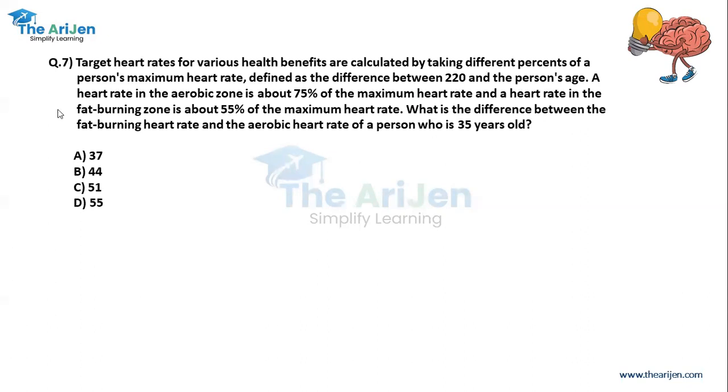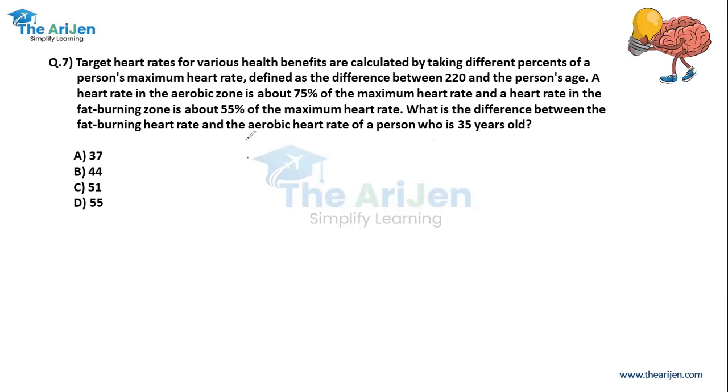So now this question, you can see that it says that target heart rates for various health benefits are calculated by taking different percents of a person's maximum heart rate, defined as the difference between 220 and the person's age. Now a heart rate in the aerobic zone is about 75% of the maximum heart rate, and a heart rate in the fat burning zone is about 55% of the maximum heart rate. So what is the difference between the fat burning heart rate and the aerobic heart rate of a person who is 35 years old? So when we'll find the maximum heart rate first.